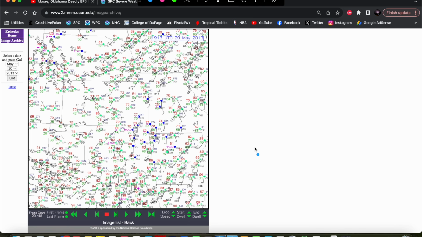Again, we're looking at the surface map at 19Z, 2 p.m. Central Daylight Time. Our cold front is situated across southeast Kansas into west central and southwest Oklahoma. This is evidenced by a clear wind shift across the boundary, winds with a significant northerly component on the west side of the boundary, southerly winds on the east side.